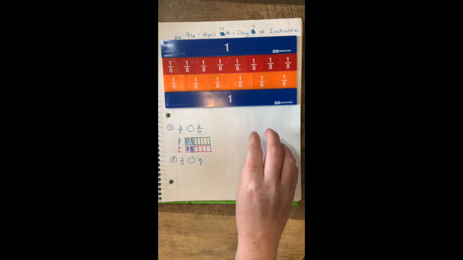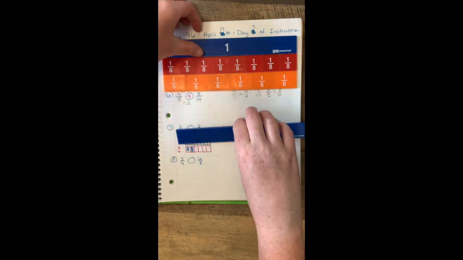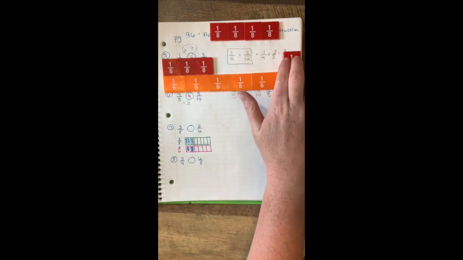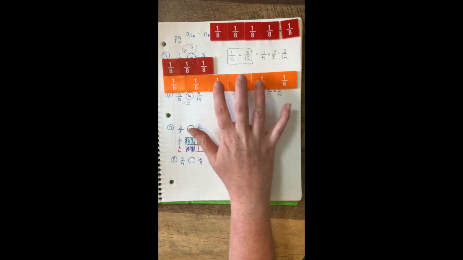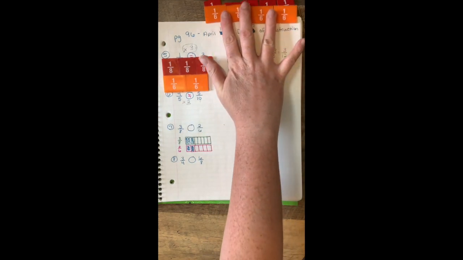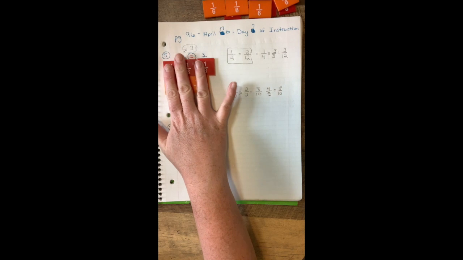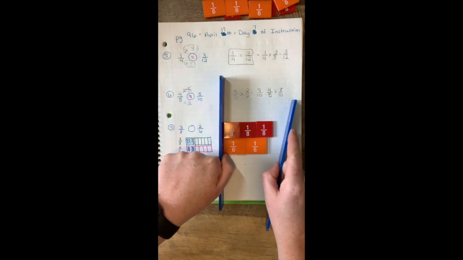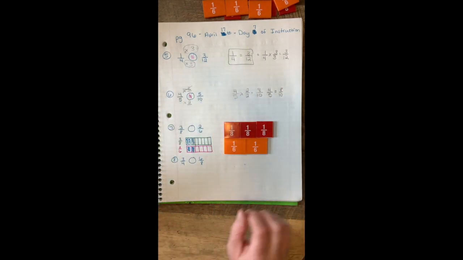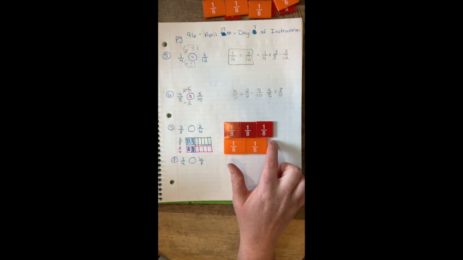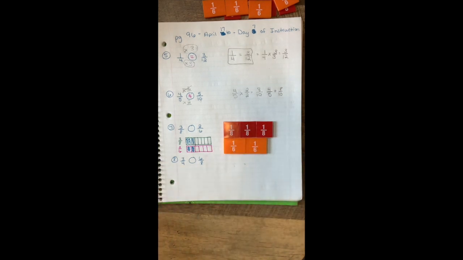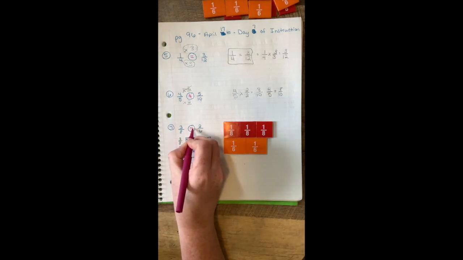So I'm going to come up here. I'm going to use these to prove it. 1, 2, 3/8. 1, 2, 2/6. Which one is greater? Yeah, not by much, but it is greater. So 3/8 is greater than 2/6. So are they equivalent? No, they are not equivalent.